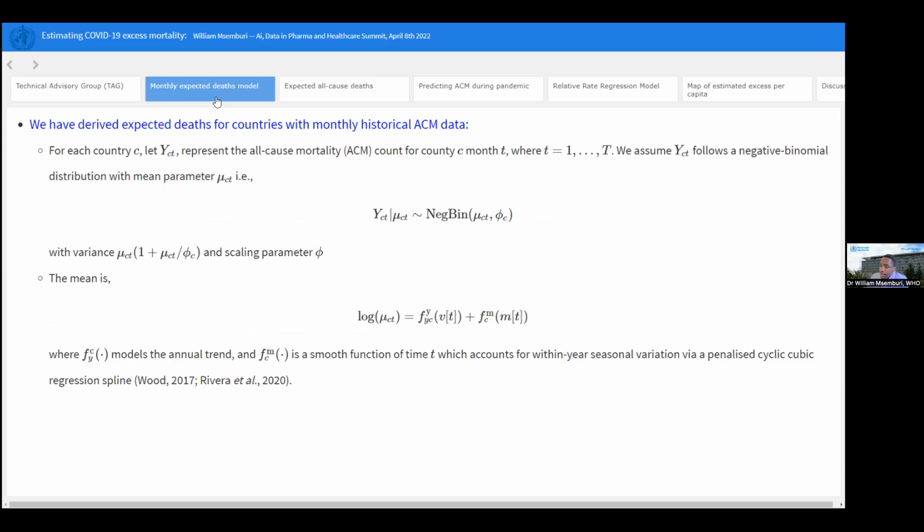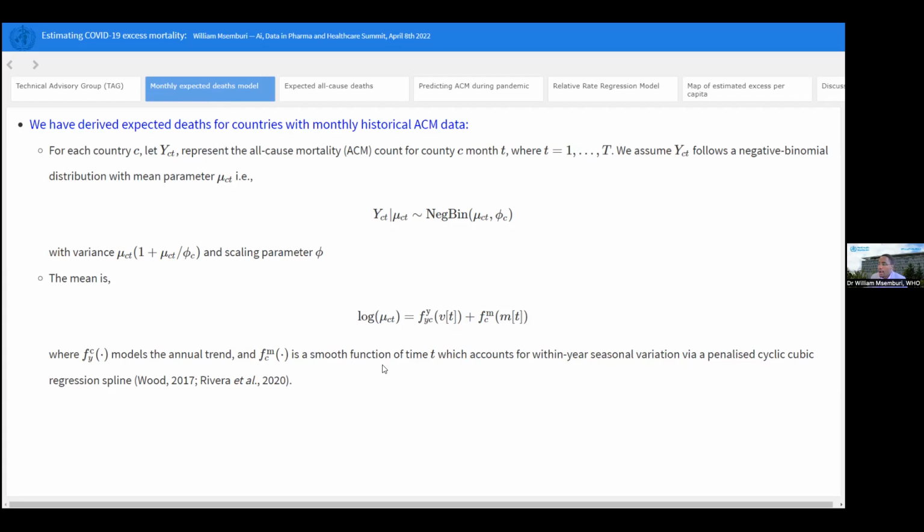So for the places with all-cause mortality data, we've derived the expected deaths using the historical mortality that's available. In terms of the symbols here, we will represent the all-cause deaths for a particular country C and a month T using the capital letter Y. So for each country, Y subscript C,T represents the all-cause mortality count for that country and for that month. What we've assumed is that this Y_CT follows a negative binomial distribution. You'll see all the methods that I described here are supervised methods for statistical analysis.